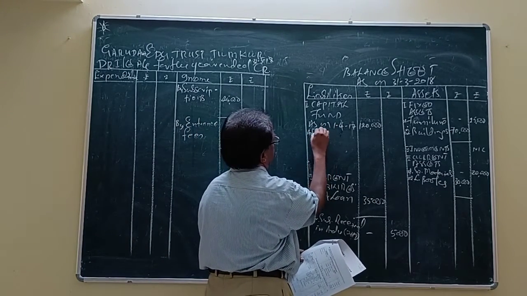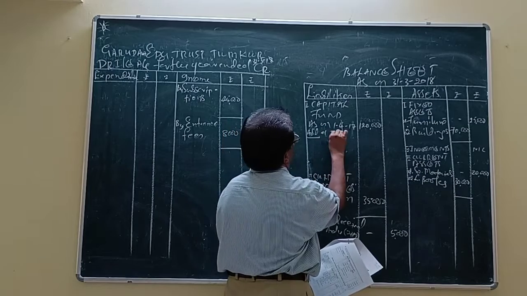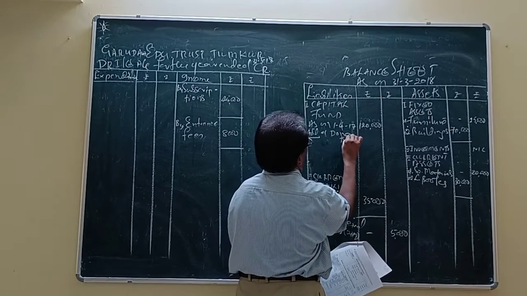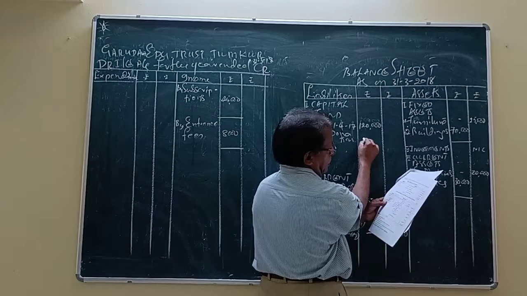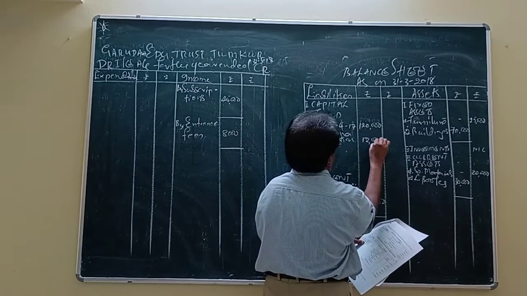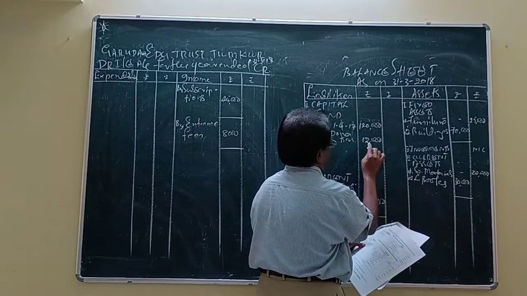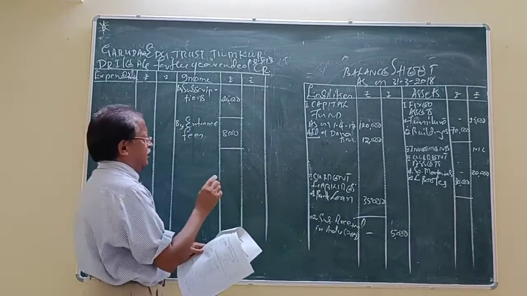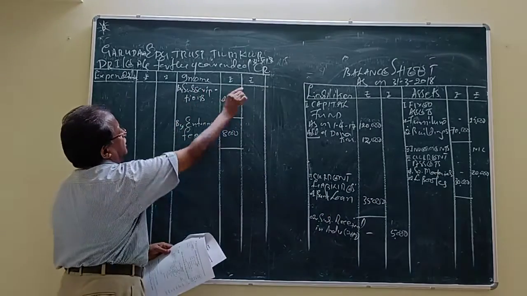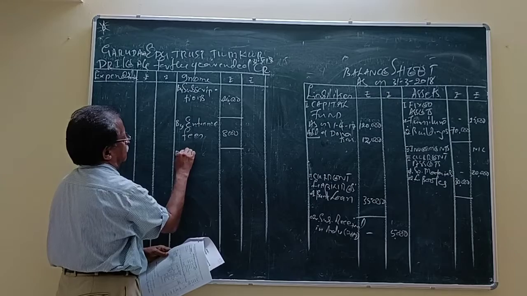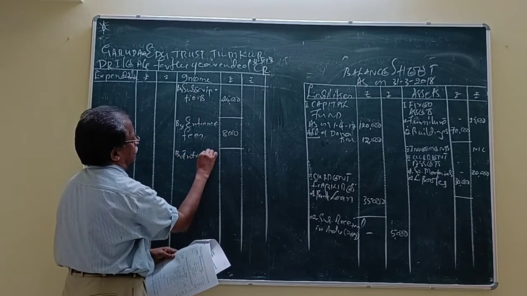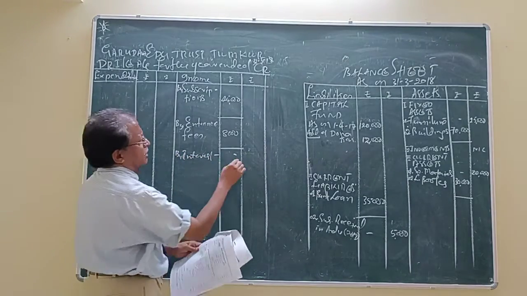And number 1, donation. How much? 12,000. Interest. It is a revenue income credited to income and expenditure account. Interest, outer column 5,000.